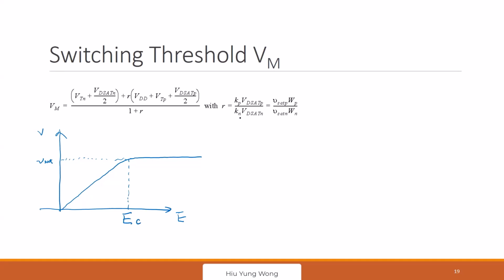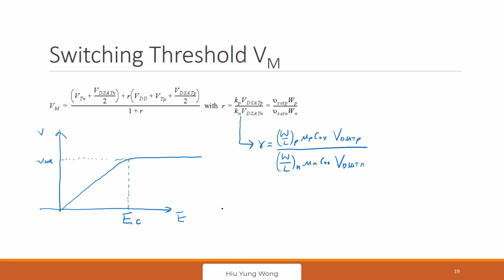Okay, so from here, what is R? What is Kp? Kp is W over L_P times mu_P times C_ox times VDsat of P, divided by W over L_N times mu_N times C_ox times VDsat of N. Is this okay?